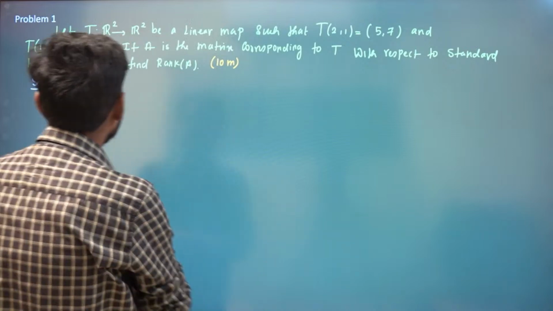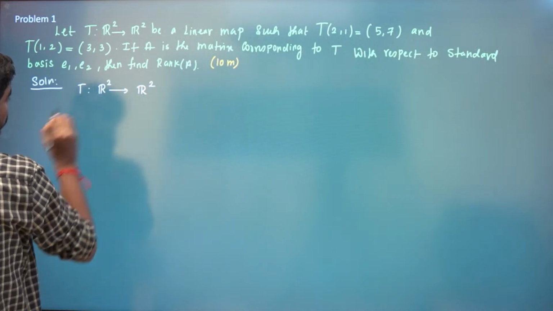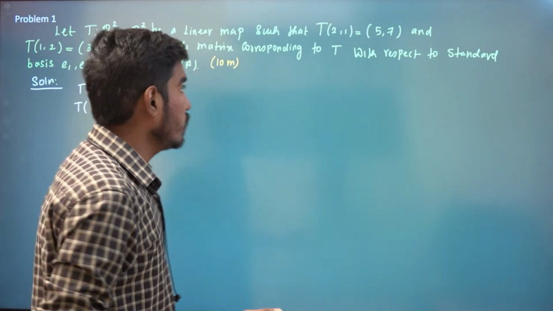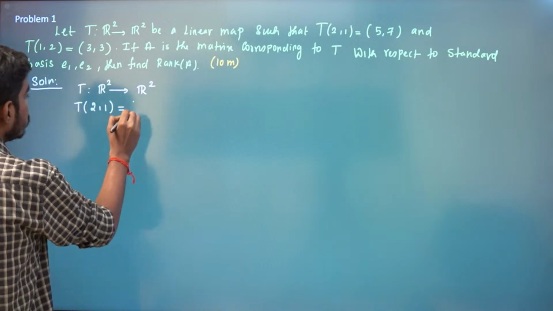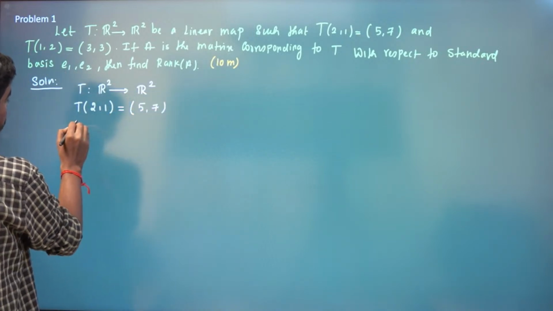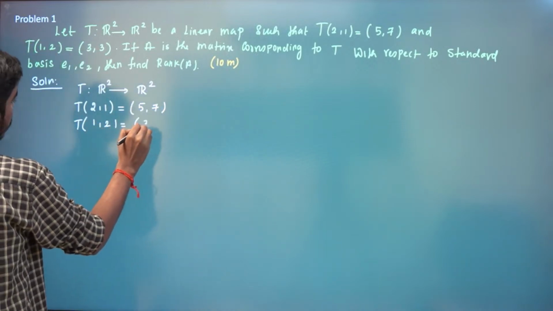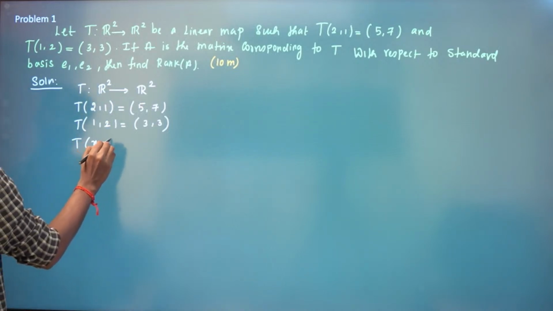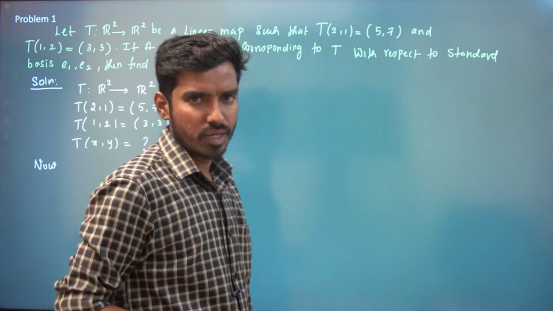Very simple question. T is a map from R2 to R2. We don't know T of (x,y), but we know that T of (2,1) maps to (5,7), and T of (1,2) maps to (3,3). Now we will find what T of (x,y) is. We already solved similar kinds of problems in the previous lectures.